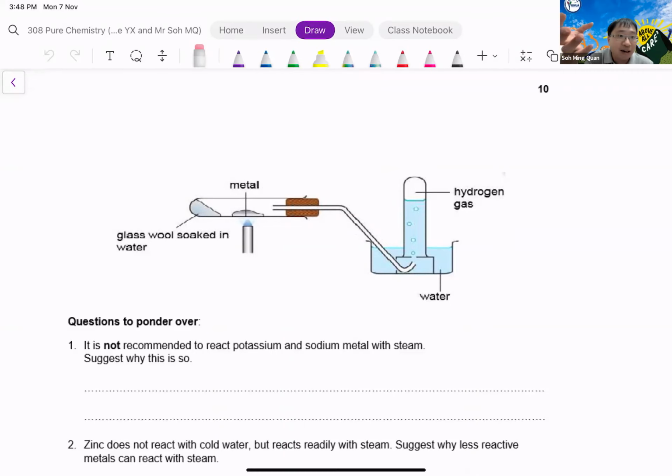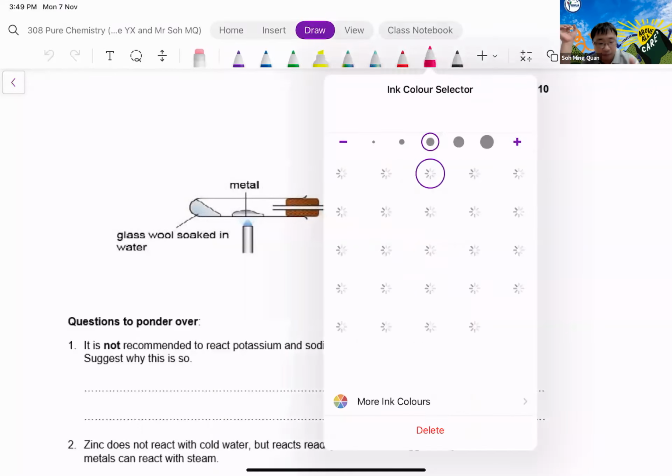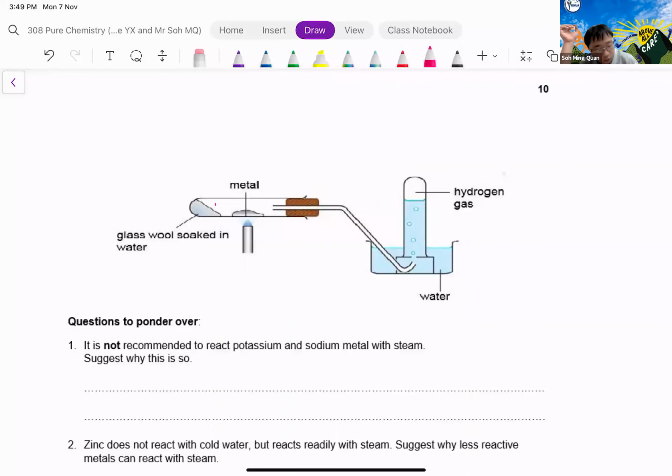The water can boil quite easily because water has a low boiling point. So you don't have to put the Bunsen flame at the water. You should put the Bunsen flame at the metal, okay? So obviously the water will boil at 100 degrees Celsius to form steam. So the steam will pass over the metal. So we commonly say that a stream of steam is passed over the heated metal. Okay, so that's when the reaction will occur.